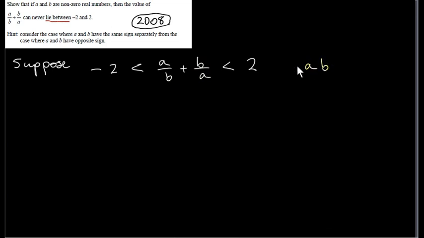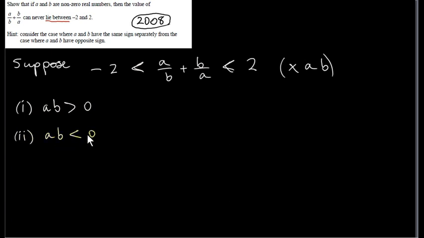When we multiply both sides by AB, the direction of our inequality signs will be affected if AB is negative. So we have to consider two cases. Case 1 is where the product AB is positive. That will happen when both A and B are positive, or when both A and B are negative. And the second case is where A times B is negative. That will happen when A is positive and B is negative, or A is negative and B is positive.